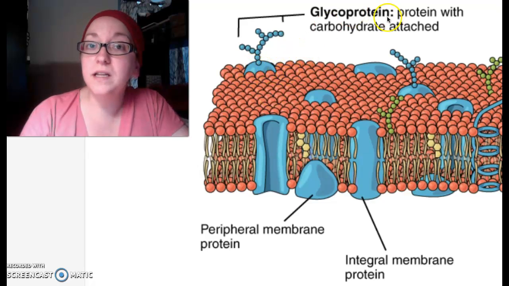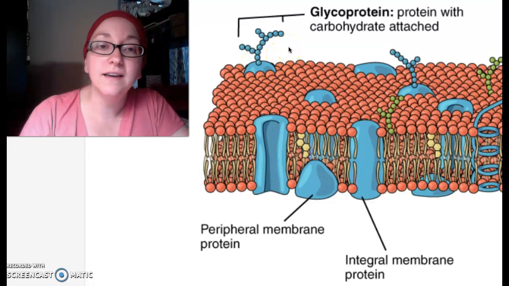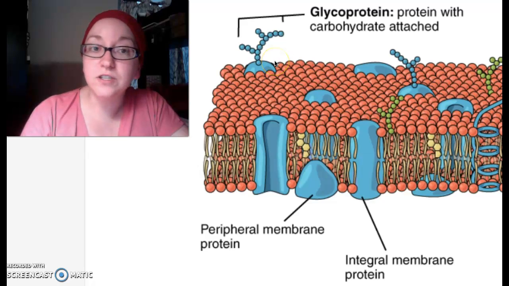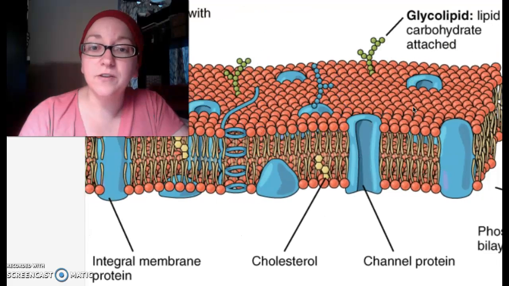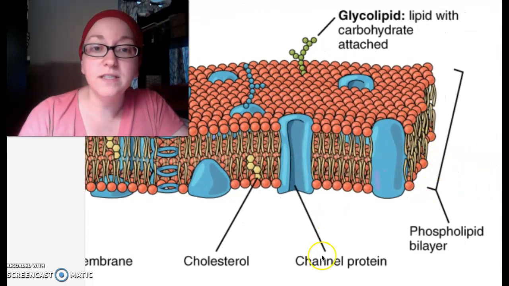Another type could be a glycoprotein, and this is one that has a sugar, a carbohydrate, attached. So this is some kind of carbohydrate chain attached. These can be receptors, identification for what kind of cell this is, or what its function is to other cells. If we scroll on the picture and see some other different types here, you can see a channel protein.